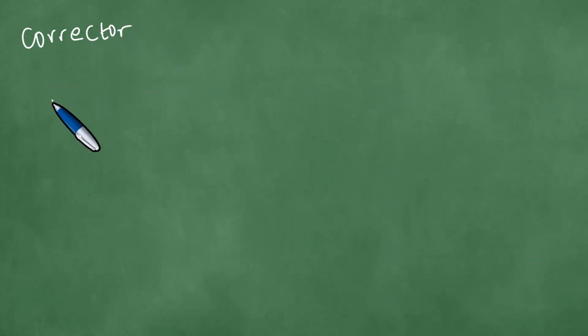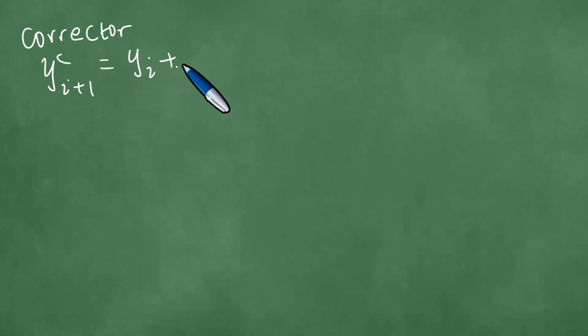Okay, what is the corrector? We first write the formula. Like you said yesterday, it's best you write down the formula first, and then you can examine and see what inputs you need to get the required output.